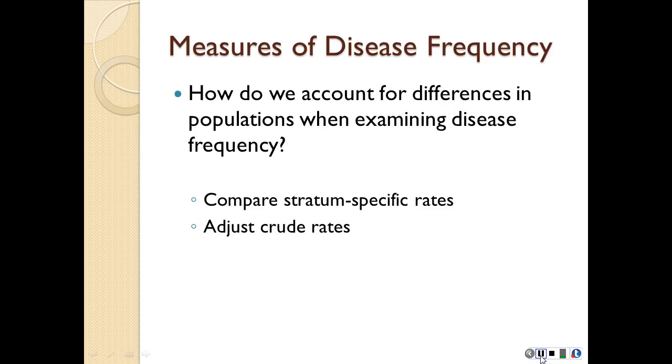Now, adjusting, so strata-specific would mean we would stratify men and women, and we would compare the women to the women, and we would compare the men to the men. An adjusted rate, we would mathematically take out the effect of gender. So we'll get to the math behind it later. But we would mathematically take out the effect of gender, and then we would put one number. So we would still compare the EPI class to the women's studies class. We would have one number to do it, but we would have mathematically removed the variability due to gender.